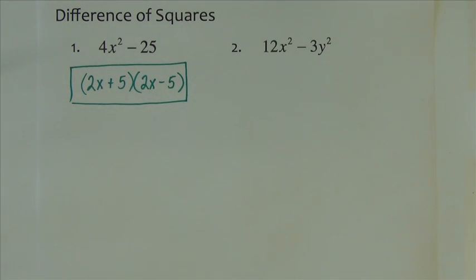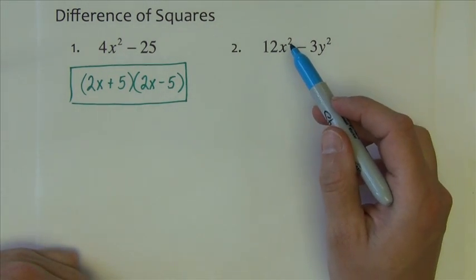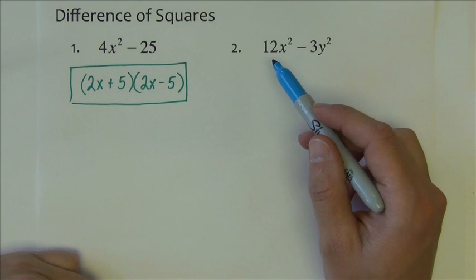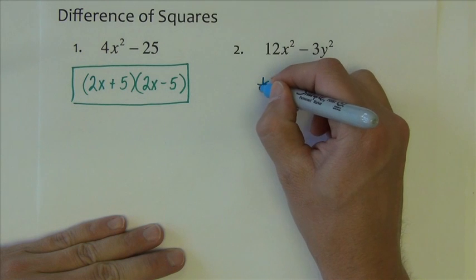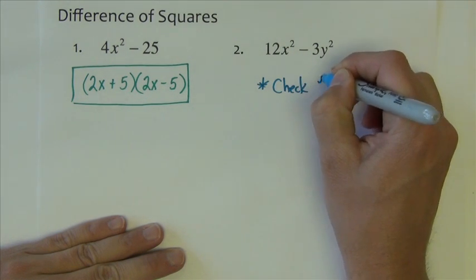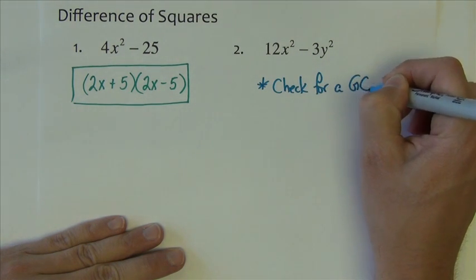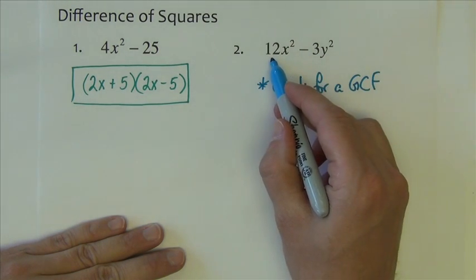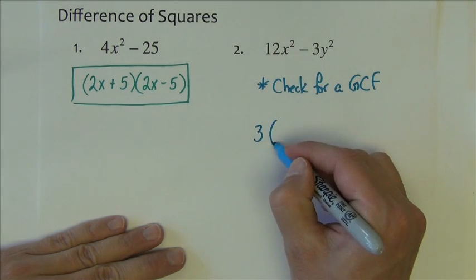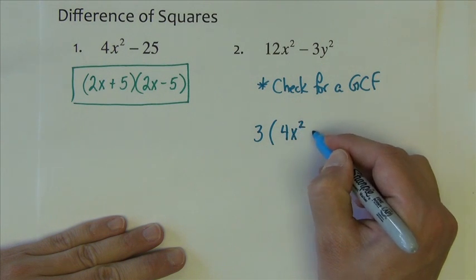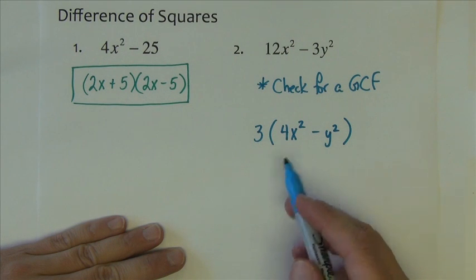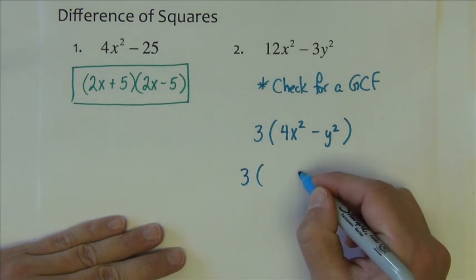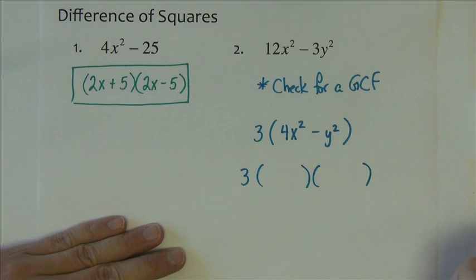Now the second example is slightly more complicated because you look at it and you say, well, certainly there's the minus, there's the difference. I see squares on the x and the y, but the 12 and the 3, those numbers are not perfect squares. Well, what we have to do first on this particular problem is check for a greatest common factor. These 2 terms each divide by 3. If we divide by that greatest common factor, the 3, we just keep it, it just comes along through to the end of the problem.